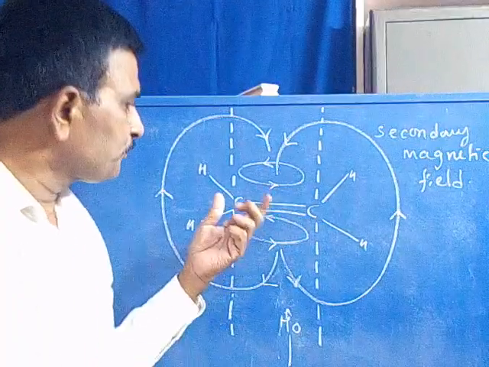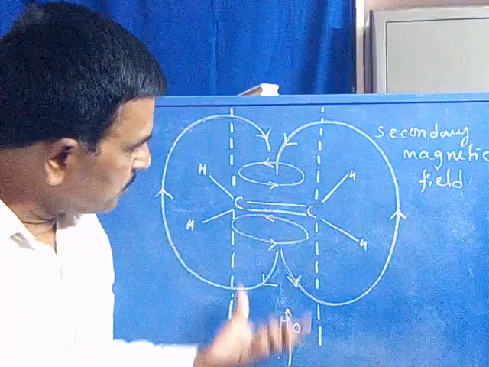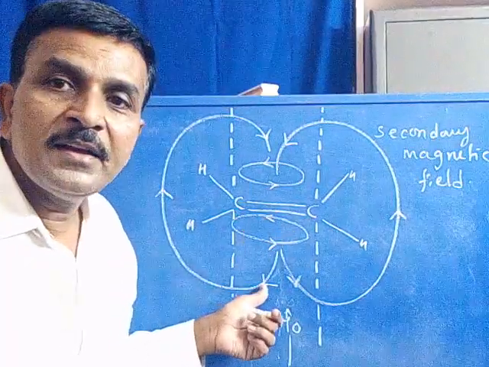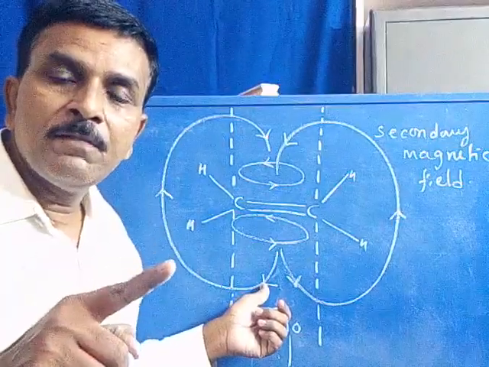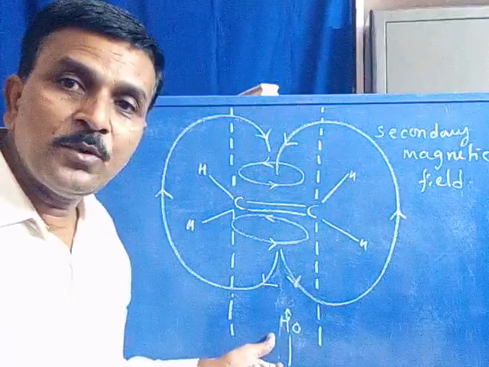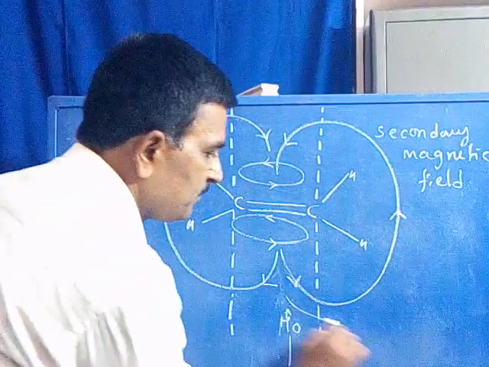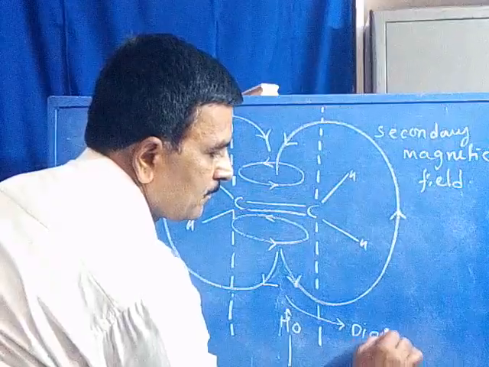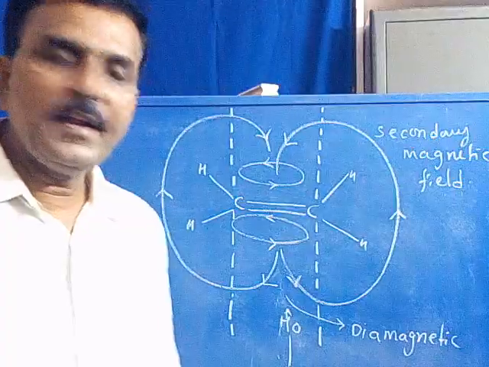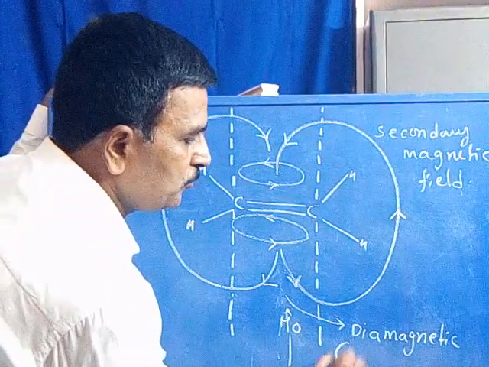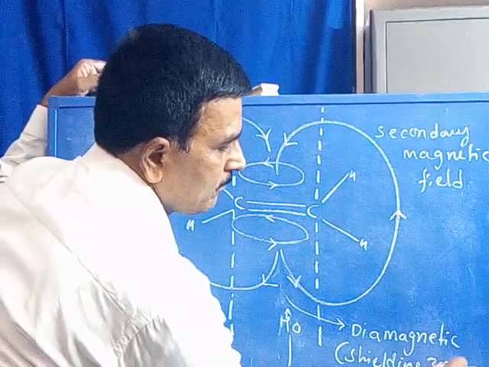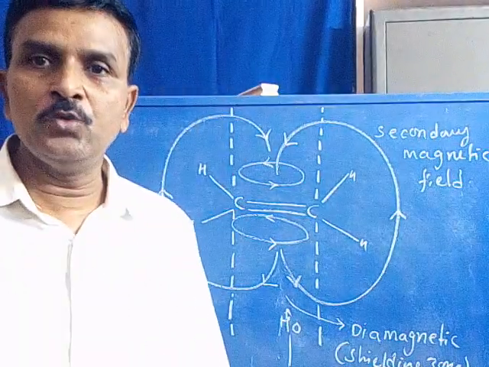Now you can observe that in the area between the two carbons, the secondary magnetic field is diamagnetic. What is diamagnetic? Where its traveling direction is opposite with respect to H0. This is diamagnetic. It is also called the shielding zone.